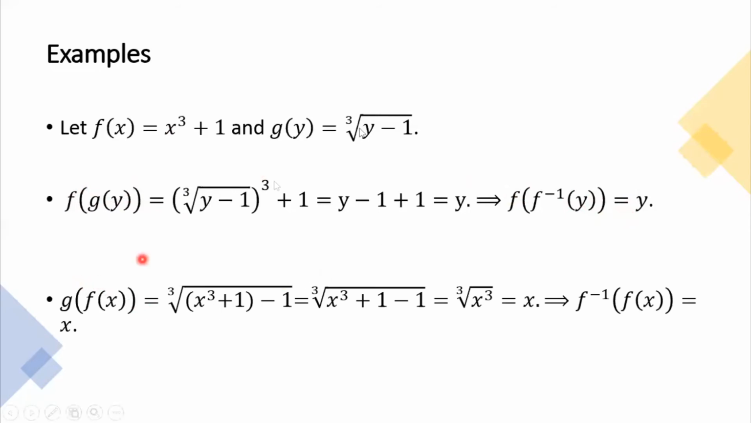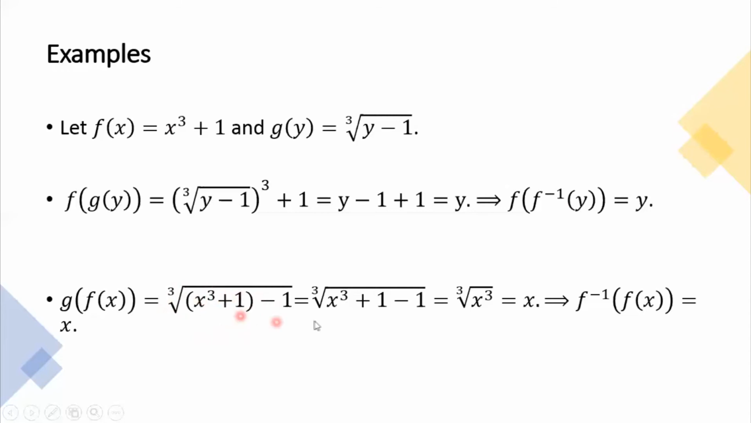G of f of x. What is our g of f of x? G of y is this. So our f of x, which is x cubed plus 1, we have to input our f of x to our g of y. Note that the independent variable here is y. So f of x, where is f of x? X cubed plus 1. So this x cubed plus 1 will be substituted to the variable y. So cube root of x cubed plus 1 minus 1.